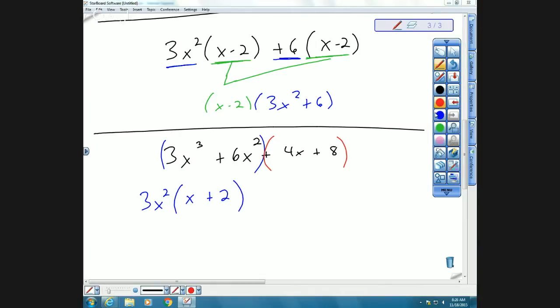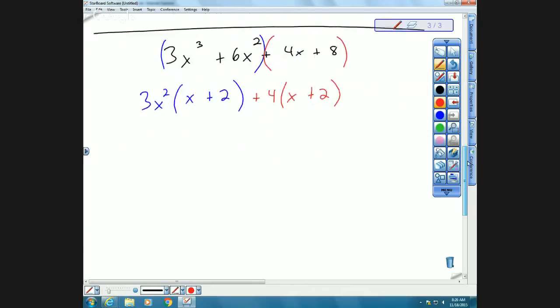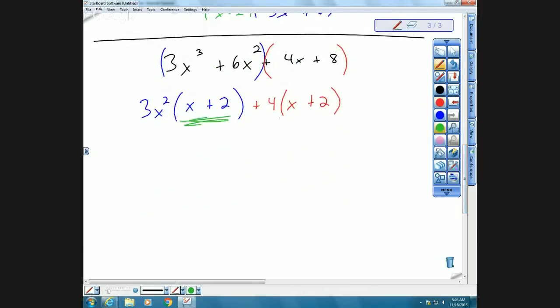And my red one, what's my GCF of my red one? Just my red one. Well, not x, just 4, right? So if I divide that by 4, I get x. Divide that by 4, I get 2. So if you did that part right, then this will equal this, and now we're back at where we were a second ago. Since this is the same as this, we can put those together, and what's on the outside we can put together.